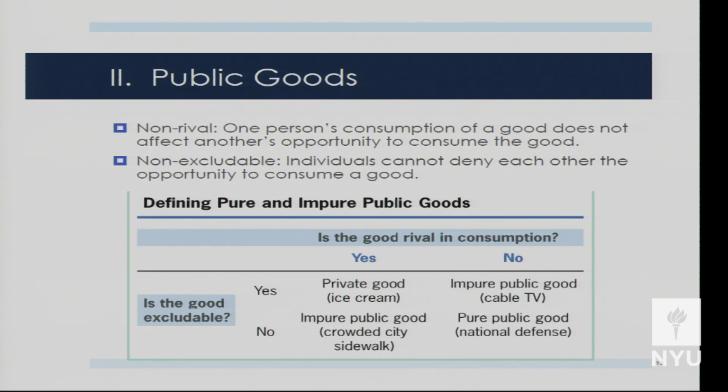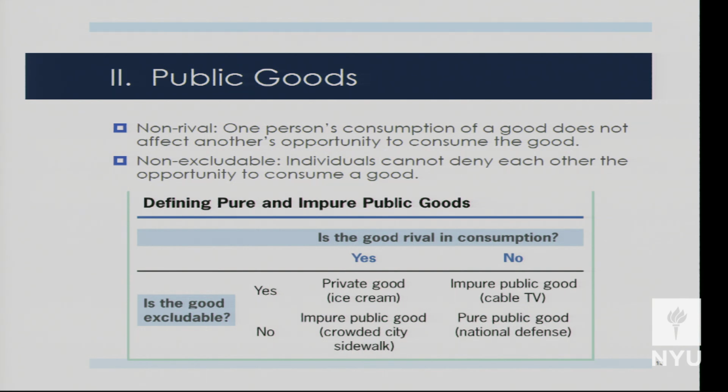But the quintessential pure public good example that's non-rival and non-excludable is like national defense, right? I can't stop you from feeling safe because we have a good national defense system. And because I feel safe doesn't reduce your ability to feel safe from our national defense system. Any questions about what a public good is?